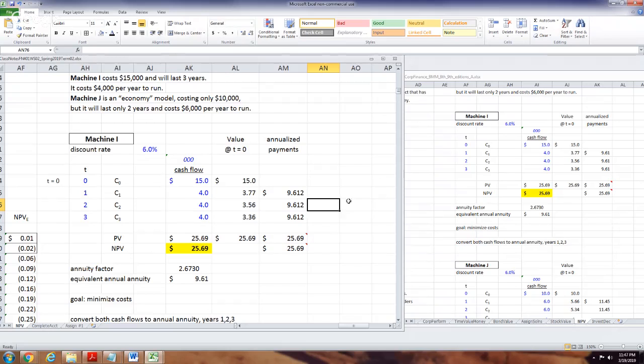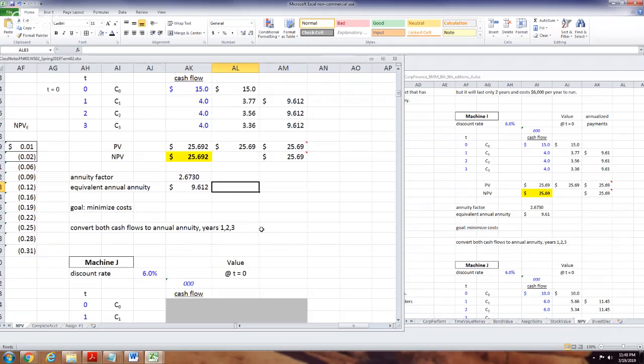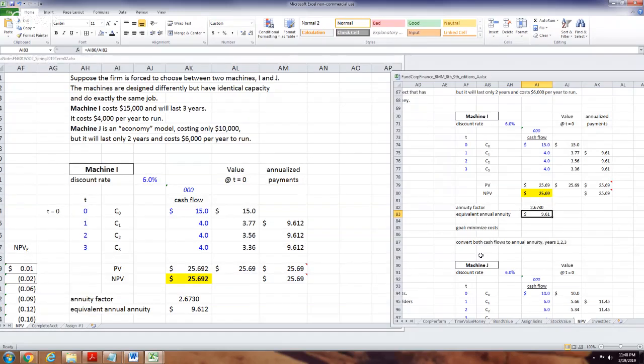Just doing a little formatting. $9,612, this is that. That's $25,692, if you want to look at that one little extra bump in all this. Okay, the goal is to minimize the costs. So you converted the cash flows to an annuity in years 1, 2, and 3. We're going to go through the exact same procedure again if you have the stamina to do it.